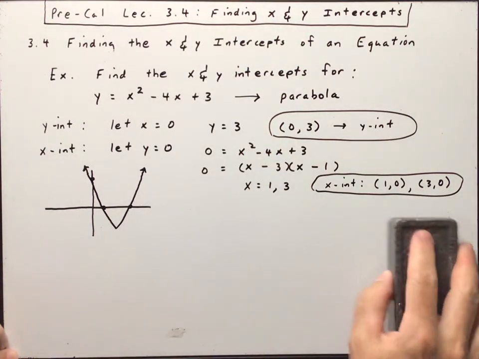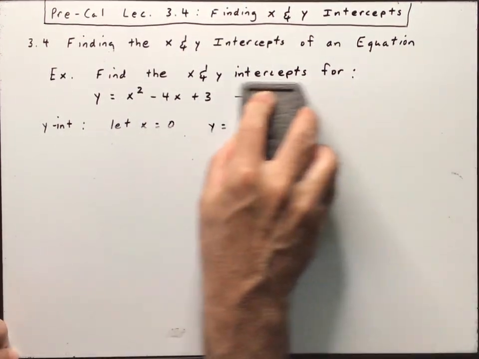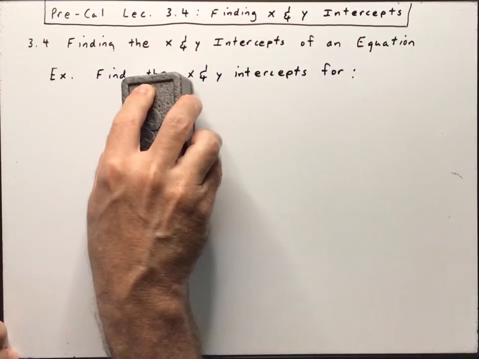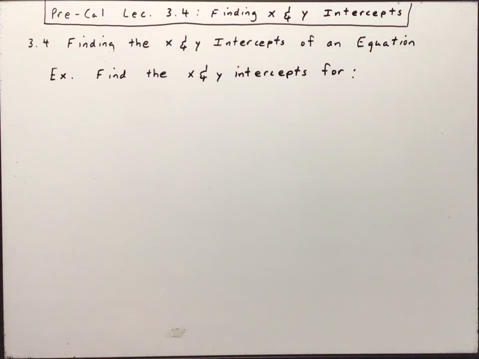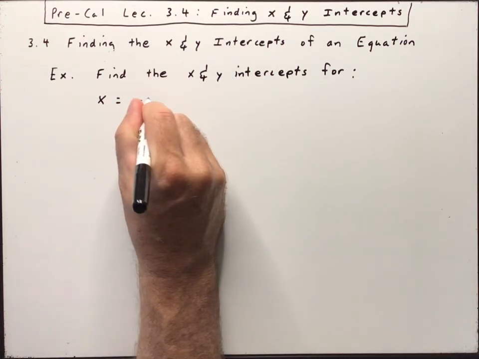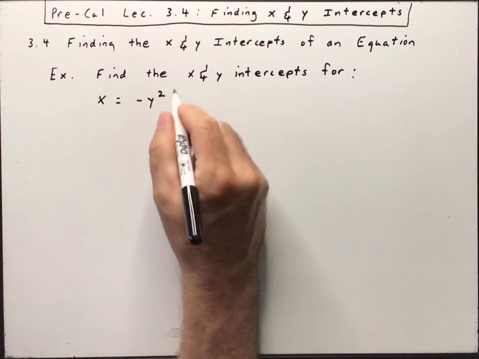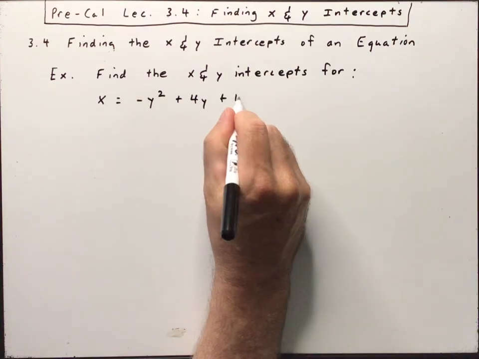All right, let's do the last one. Then we'll look at our homework a little bit. And it's going to be find the x and y intercepts. So I'm going to leave that there. So this one, it looks a little bit different. The function is x equals negative y squared plus 4y plus 12.